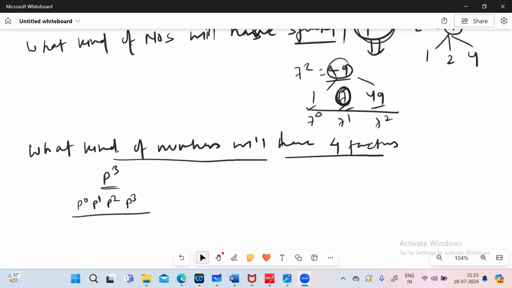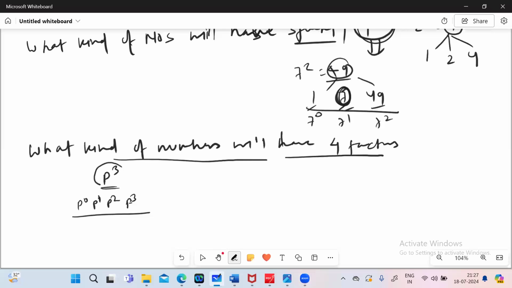So you were right. All the cubes of prime numbers will have 4 factors like this. I can also take an example of the cube of 2. The cube of 2 is 8, and all the factors of 8 are 1, 2, 4, and 8. 4 factors are there, which are 2 to the power 0, 2 to the power 1, 2 to the power 2, and 2 to the power 3.